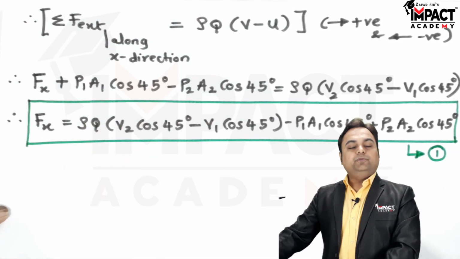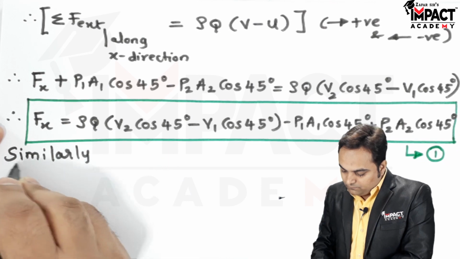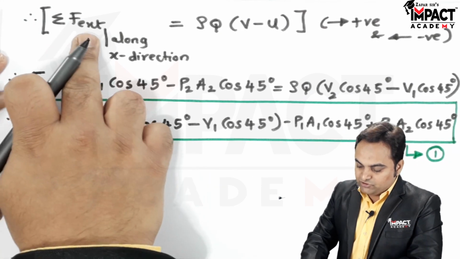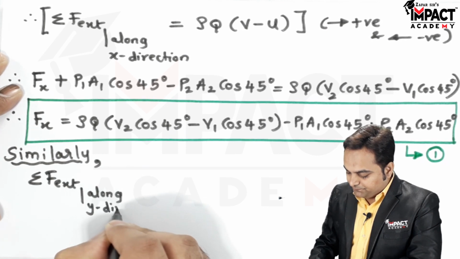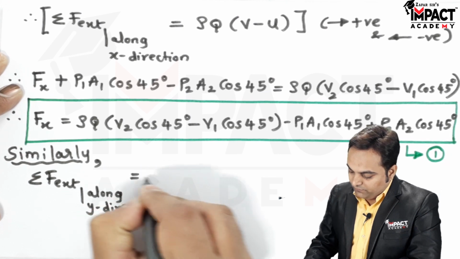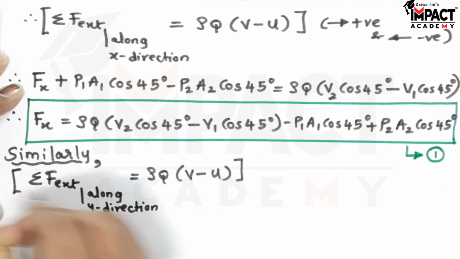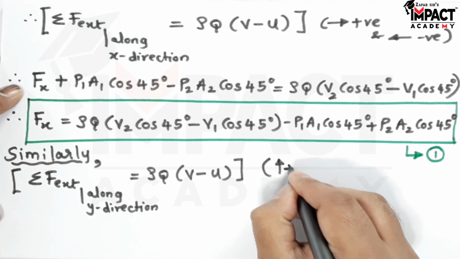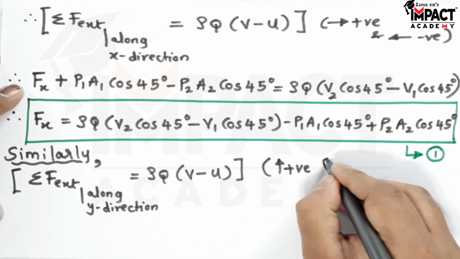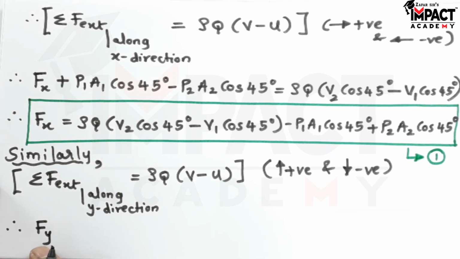Now the similar approach would be used for the vertical component of force. That is the summation of all external forces along y direction is equal to rho q into v minus u. And for the y direction or the vertical direction, the convention is upward forces are to be treated as positive, or the upward direction is positive and the downward direction is negative. So therefore first I'll write down Fy, the component which we had defined, and that is positive.